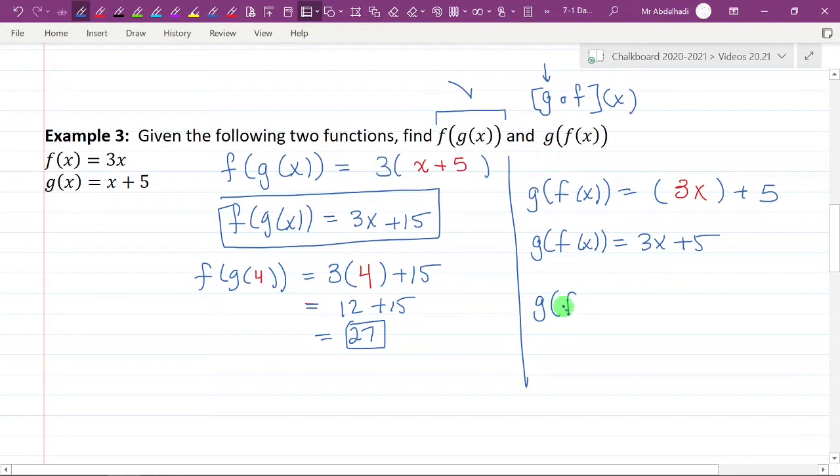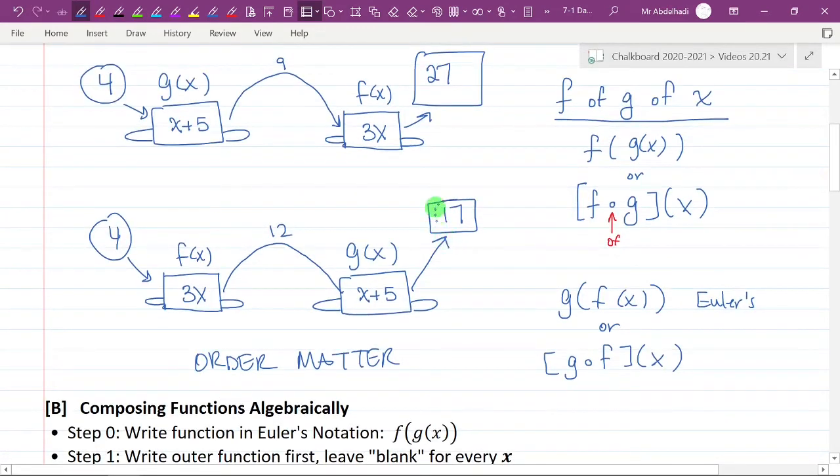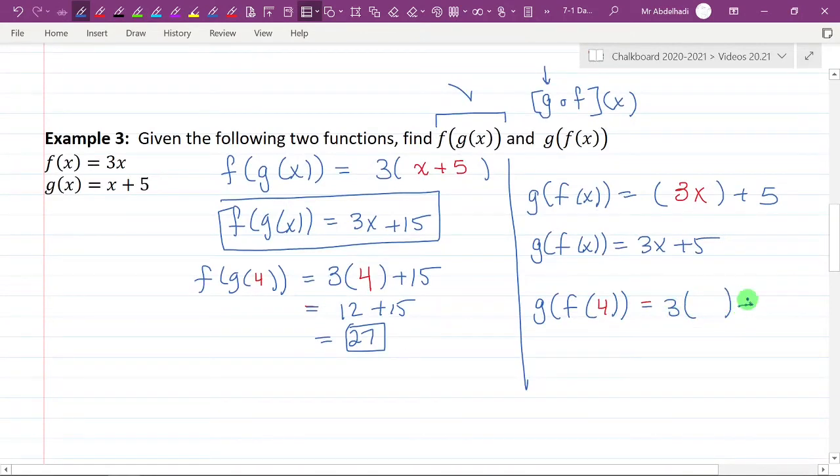What's g of f of 4? We're expecting it to be 17. If you remember from up here, it should be this number right here. Let's see if it works. It's going to be 3 blank plus 5, and you put the 4 in here. Well, what is 3 times 4? 3 times 4 is 12, plus 5, isn't that 17? Yeah, looks pretty good. Looks like it's working. And this is how you compose functions.